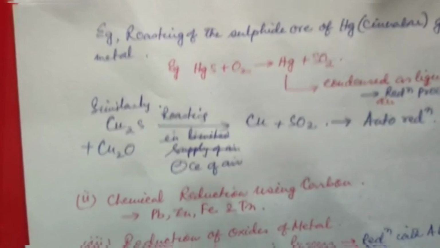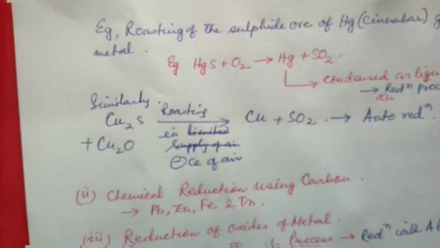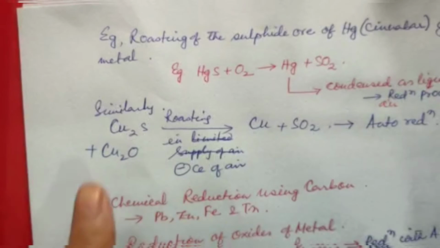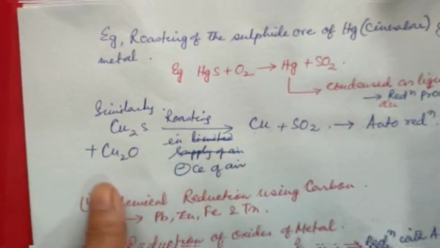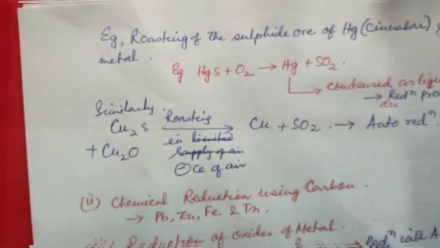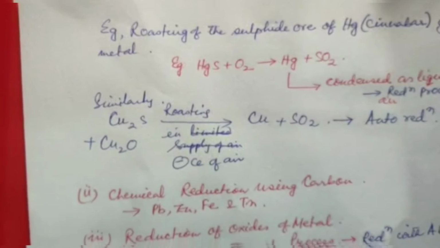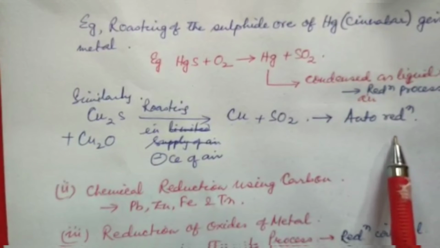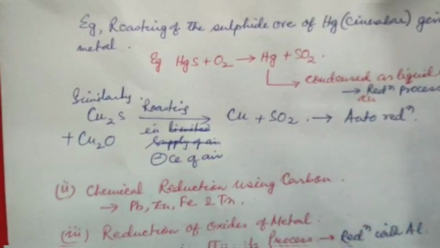Similarly, in the manufacture of copper, copper sulfide mixed with copper oxide gives copper and sulfur dioxide. This reduction type is called self or auto reduction.